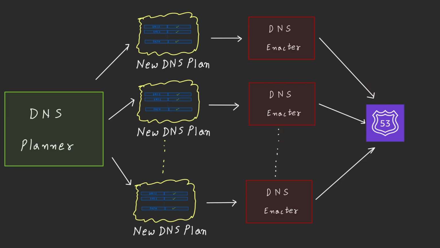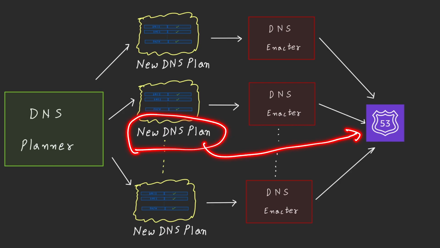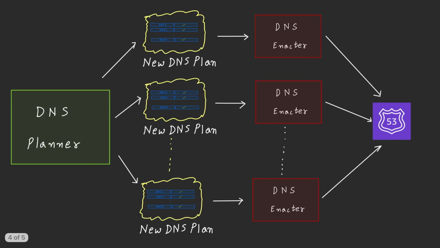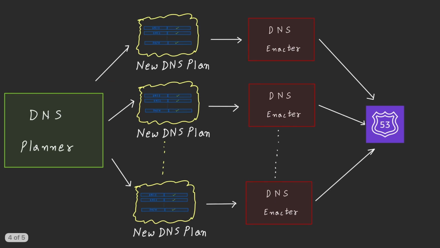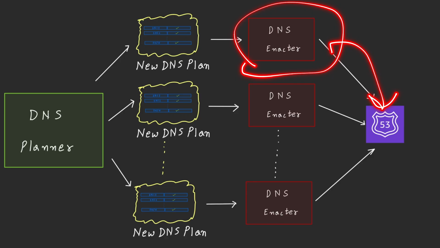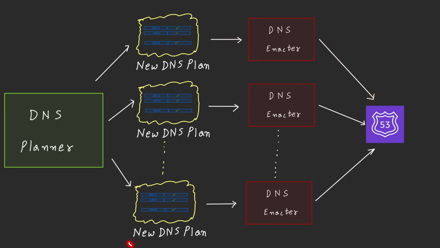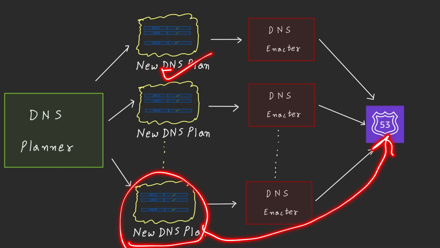Also, there is a setup in the DNS enactor service by which only a new DNS plan can overwrite an old DNS plan. Suppose it's an old DNS plan, this particular thing is written in Route 53, and after that a new DNS plan comes in, it can overwrite that old DNS plan.